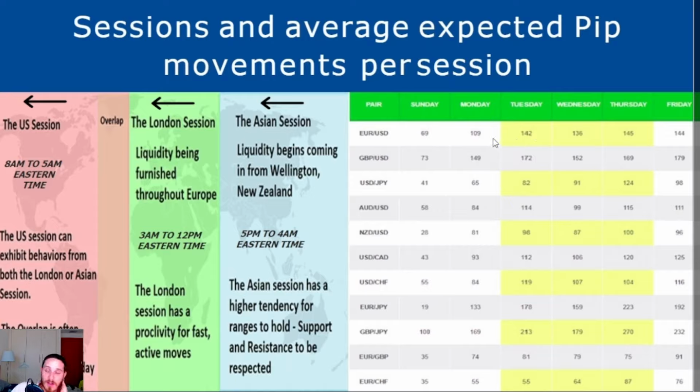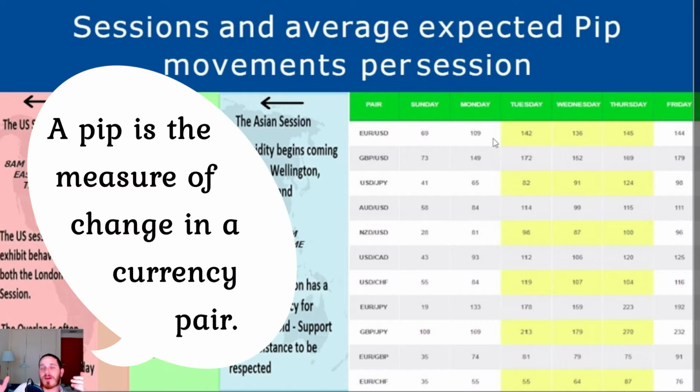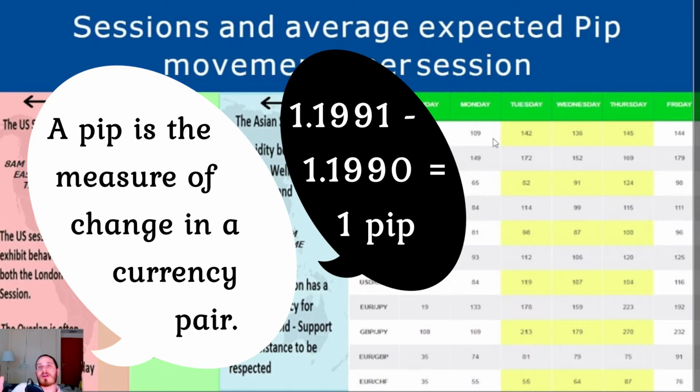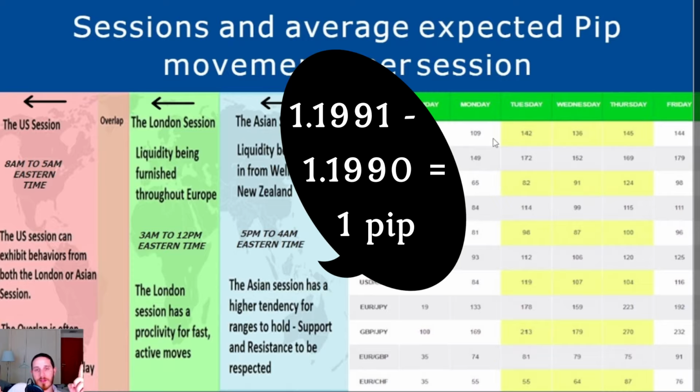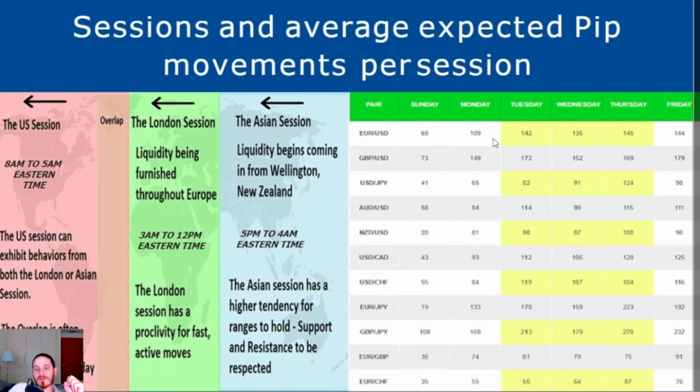Okay, now you're going to be like, what's a pip, if you're a new Forex trader? I'll do it on a separate slide next week, but just to give you an idea of what a pip is, let's say EUR/USD is at 1.1990, and then a second later it's 1.1991. So that moved 1 pip, because there's a 1 difference. So that's a pip. Here, for example, EUR/USD on Monday moves 109 pips on average.